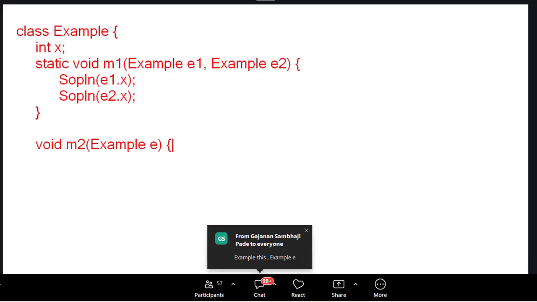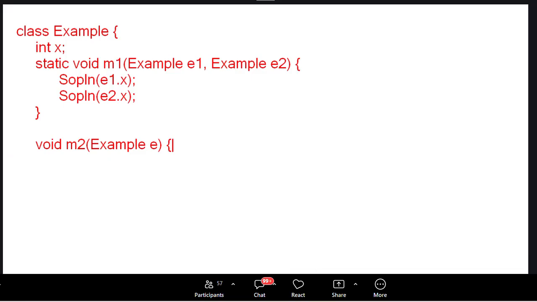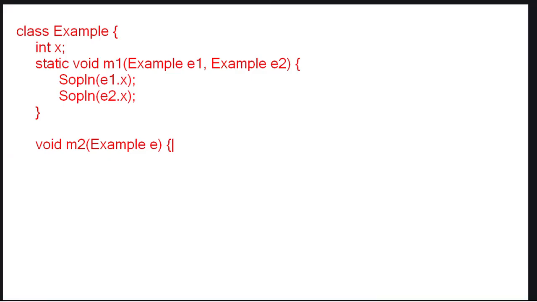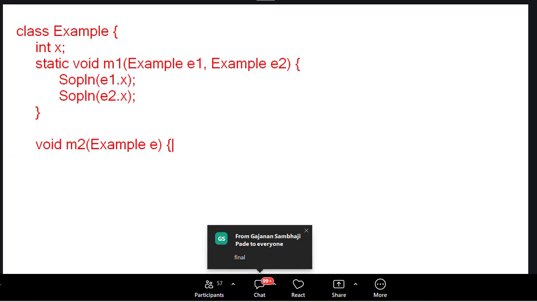Two parameters are available. The first parameter is a final parameter. This is what type of variable? Final. What do you write? Final example this, comma, example E. Understood?